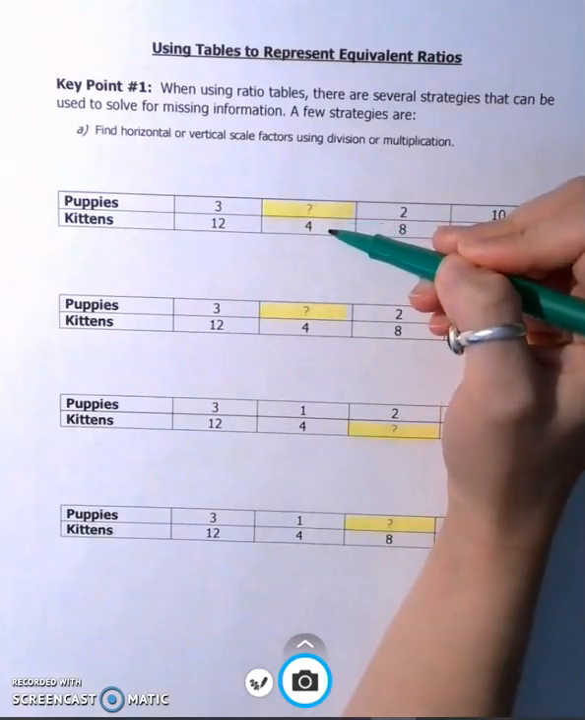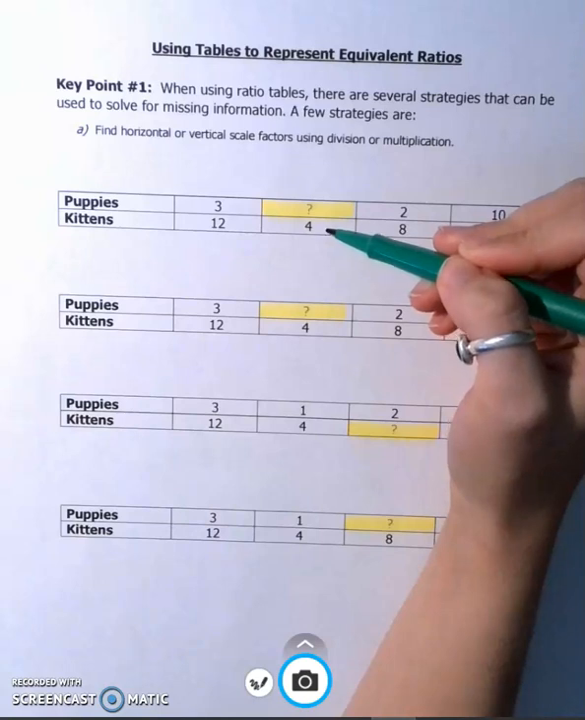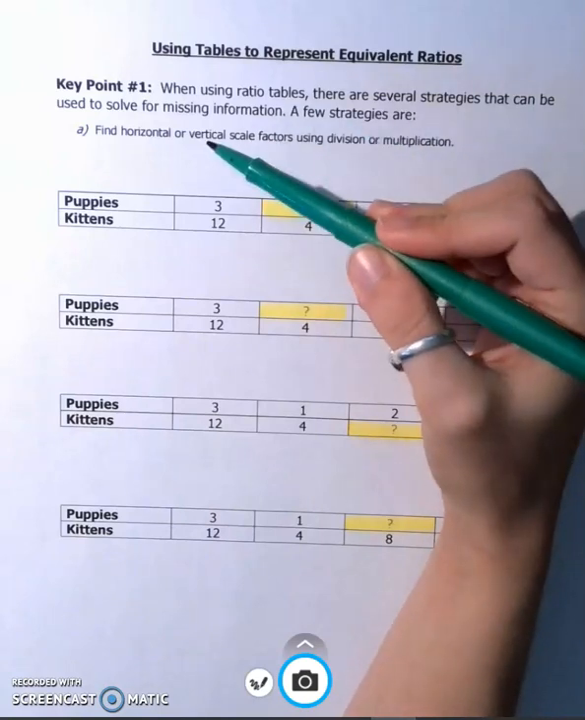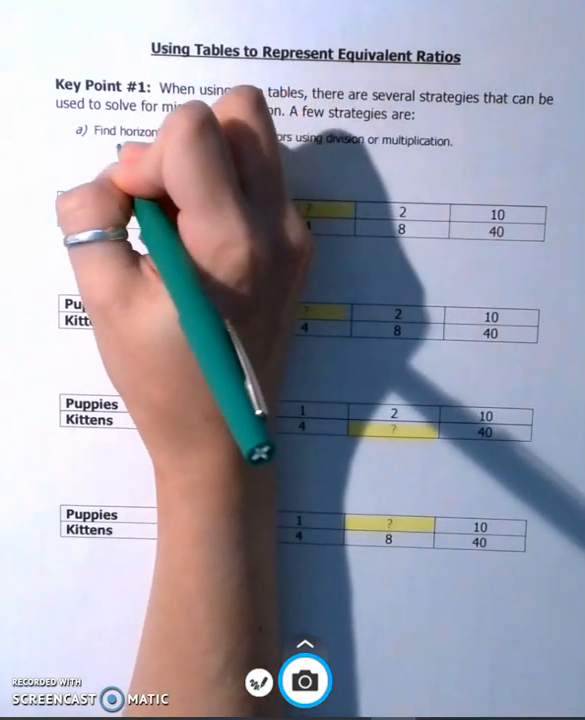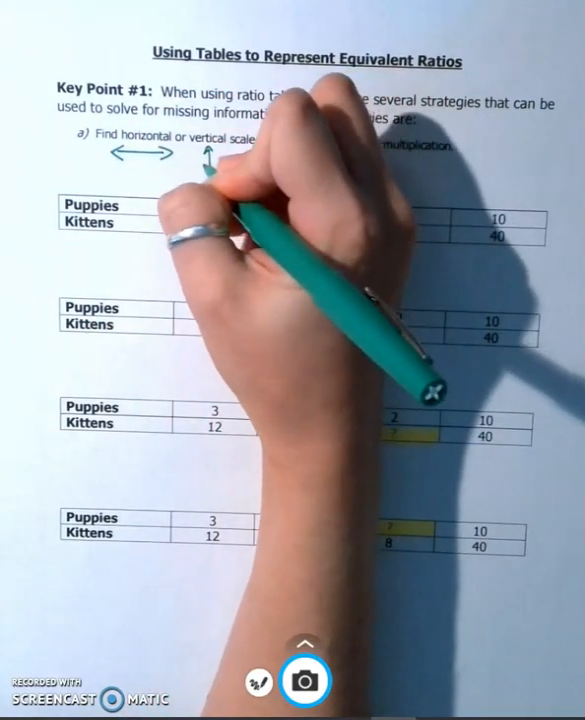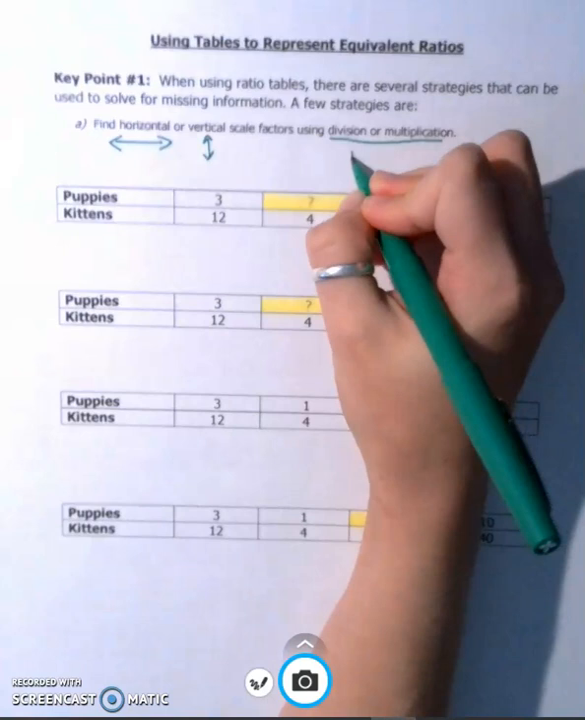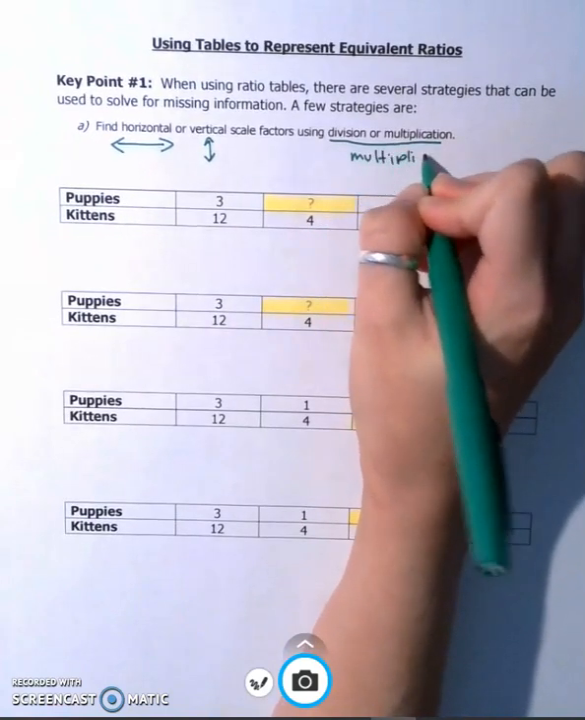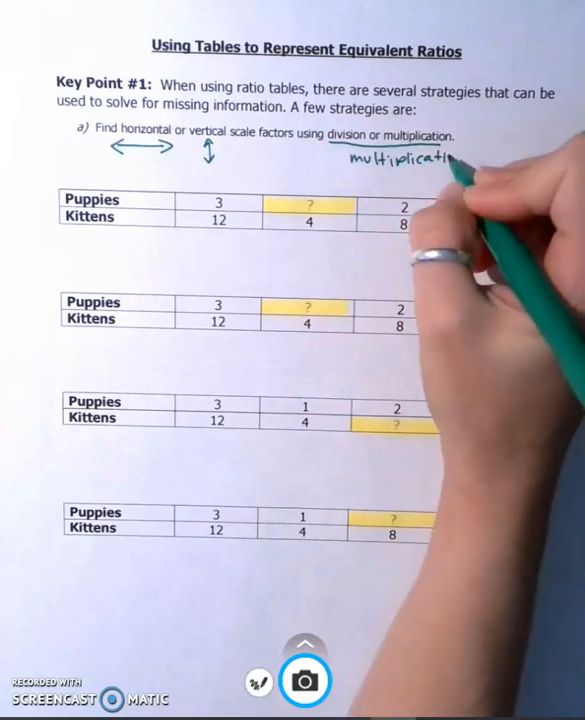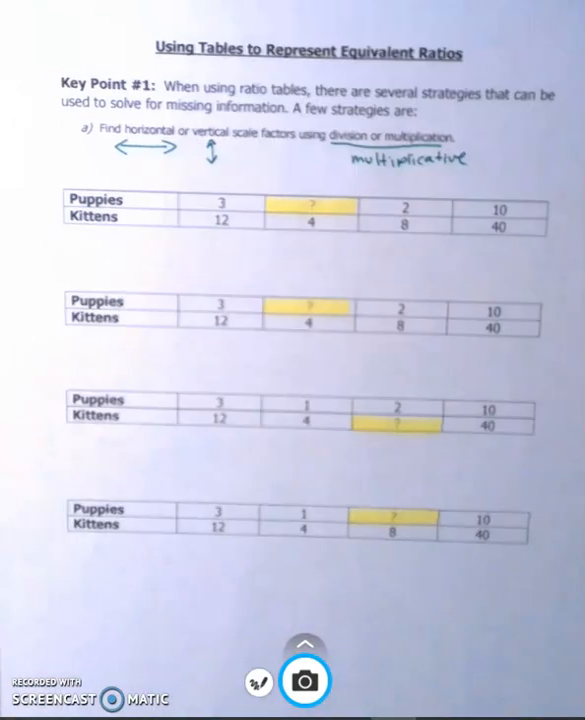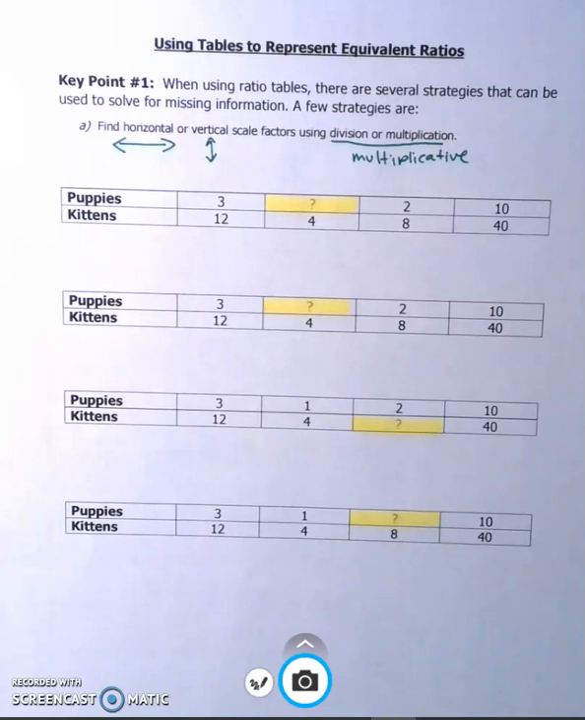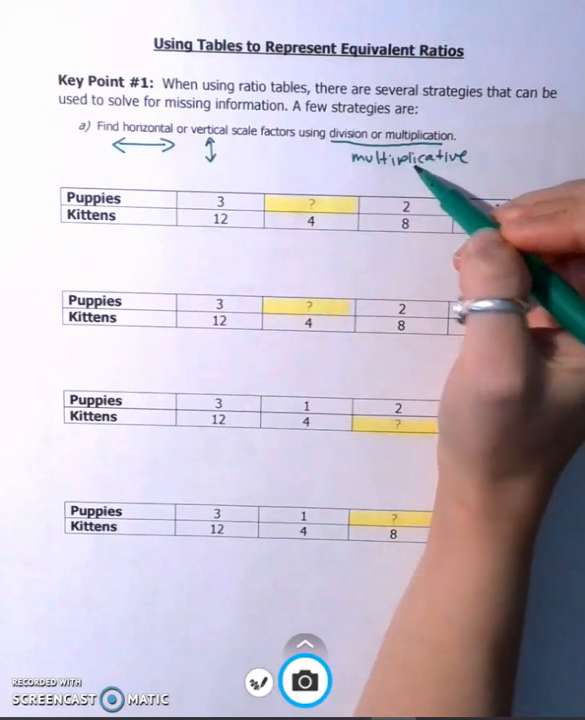There are lots of different strategies you can use to find that missing information, so we're going to work through a couple. We're going to start with finding horizontal, which means side to side, or vertical, which means up and down, scale factors, using division or multiplication. These are called multiplicative relationships. Multiplicative means that we are either multiplying or dividing. We do not use additive scale factors like plus or minus, and I'll explain why in a minute. So, only using division or multiplication, I'm going to start with horizontal.